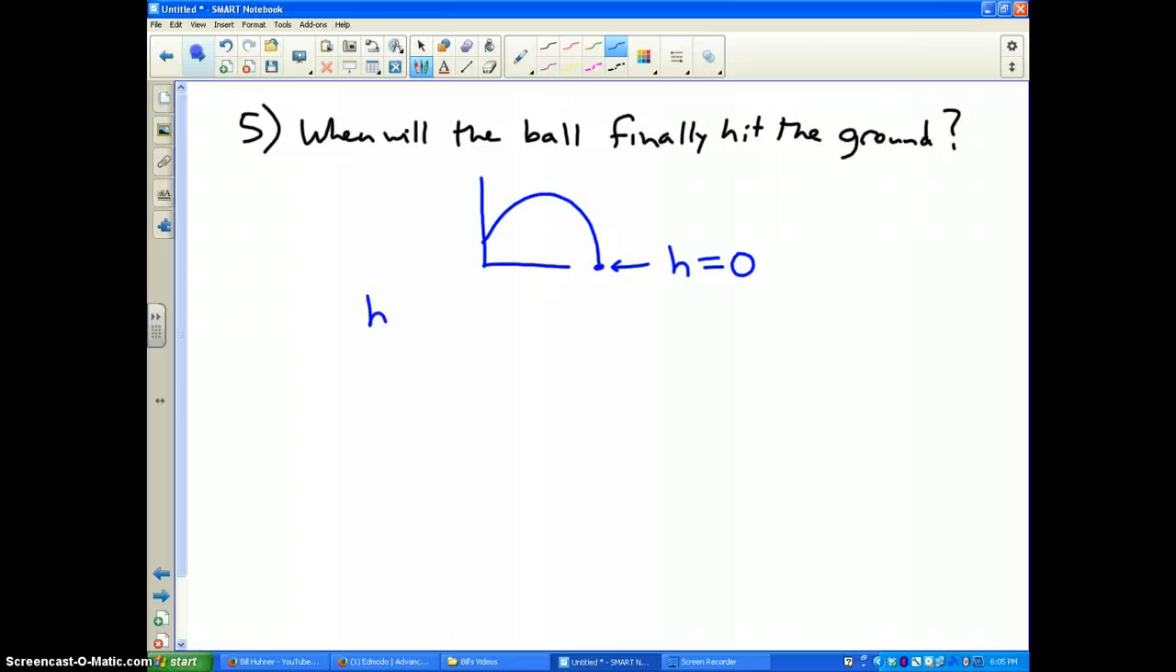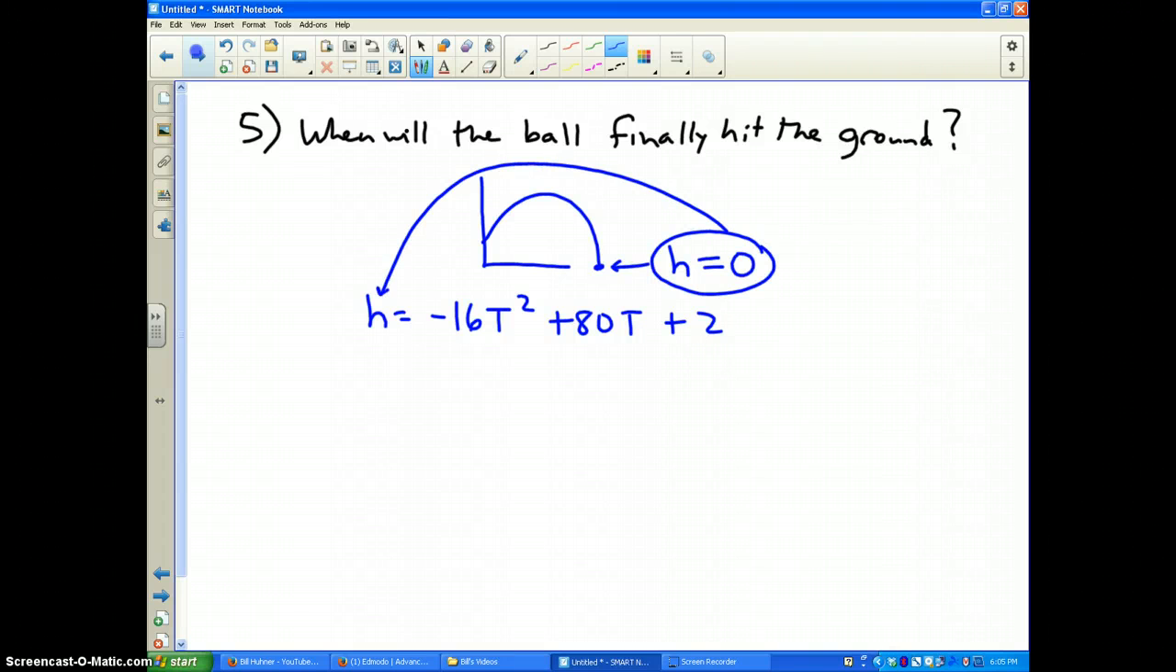So in our problem, we had a function of negative 16t squared plus 80t plus 2. And what I need to do is plug 0 into that function for h, because I want to know what time it is when the ball hits the ground. Well, basically, that's solving a quadratic equation. From what you've learned throughout this entire unit, in order to solve a quadratic equation, it has to equal 0. Well, this is not going to be factorable, so I believe we need to use the quadratic formula to come up with our answers.